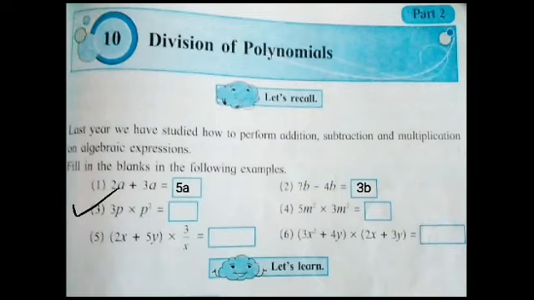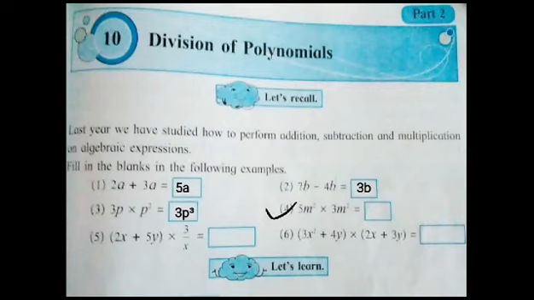Next, 3p into p square. First you have to multiply the number and then the variable. You don't have any number before p square, so you have to take it as 1. 3 ones are 3. p into p square becomes p cube. 3p into p square is equal to 3p cube.